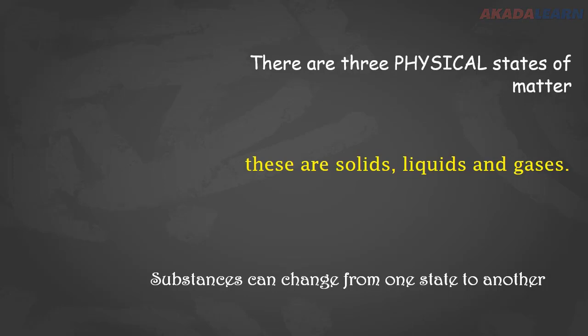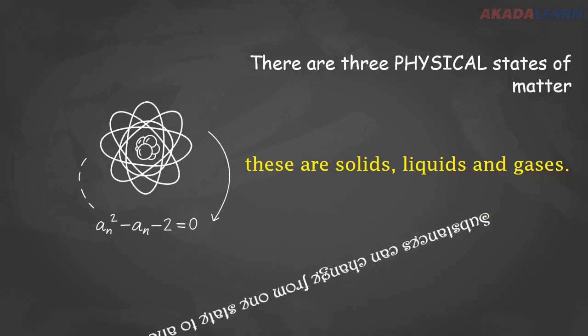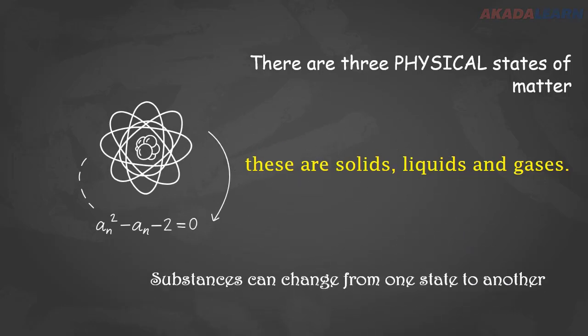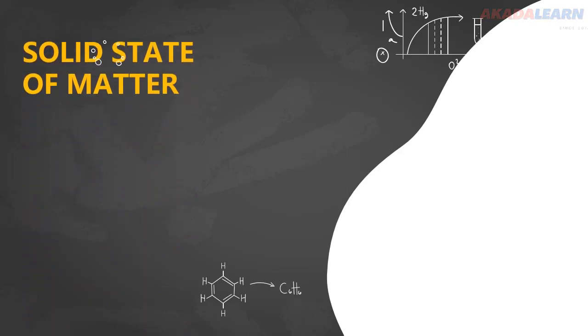Now, there are 3 physical states of matter. These are solids, liquids, and gases. Now, substances can change from one state to another. Let's now take a look at the solid state of matter.